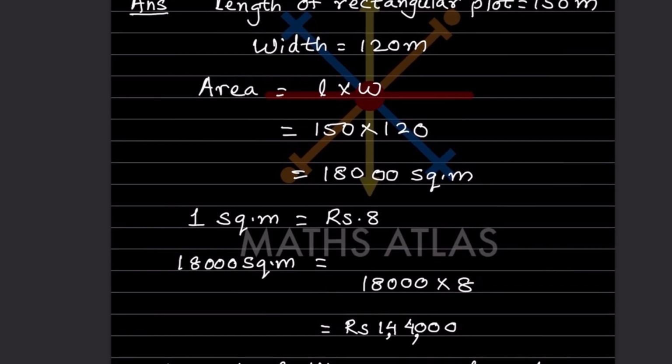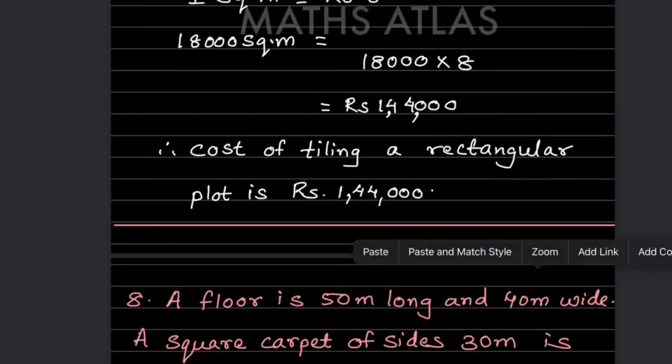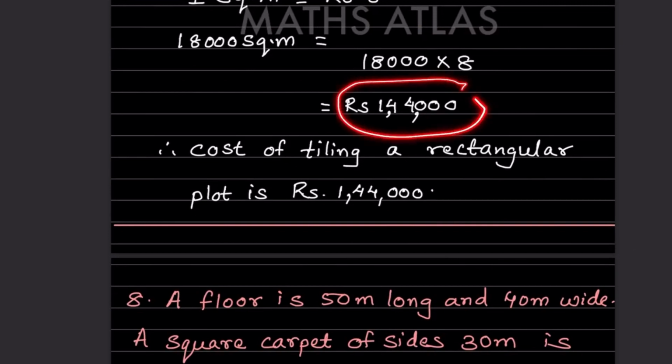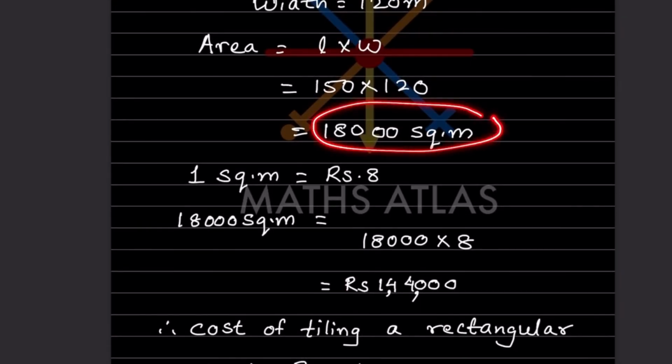You got this for 18,000 square meter. But then we want the cost. What did they ask? The cost of tiling. So whatever answer we got, 1,44,000, is the cost of tiling a rectangular plot. Whatever we got earlier was the area. So you understood? You have to multiply by the rate: 1 square meter is rupees 8, so 18,000 square meter will be how much? Whatever you get, this is the cost of tiling a rectangular plot.